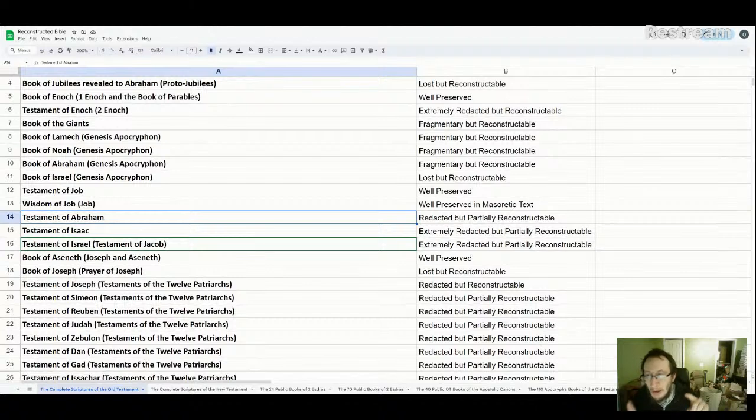So I have to look at which version I prefer, the long or the short of the Testament of Abraham. Also, the Testament of Abraham puts passages in different order depending on which version you're using. If you're using the short or the long version, some passages are in a completely different order. So it makes it a little bit challenging to reconstruct that text, but we'll be using those two versions to try to reconstruct the Testament of Abraham.